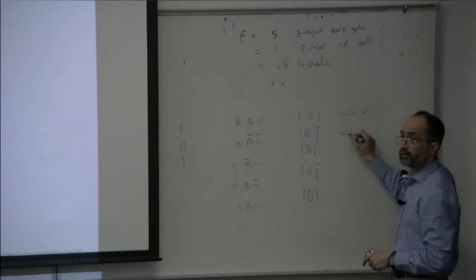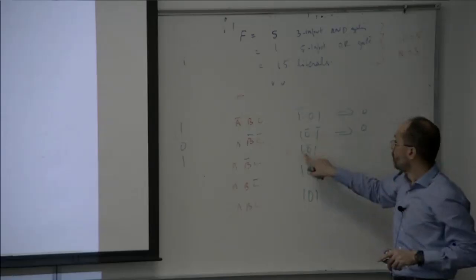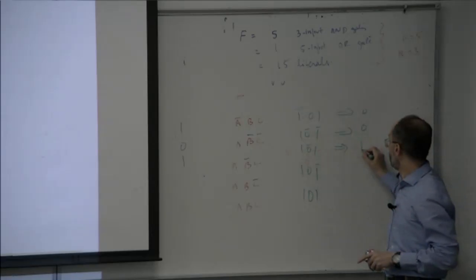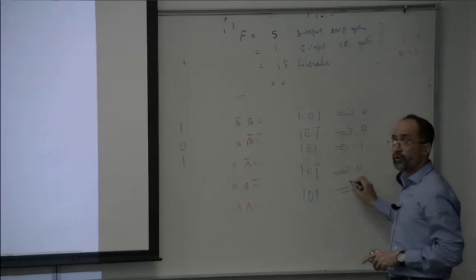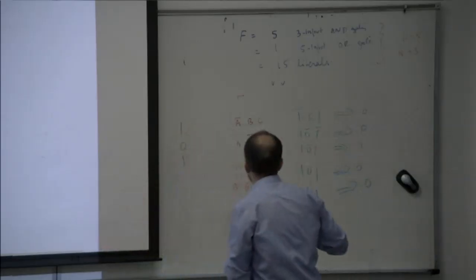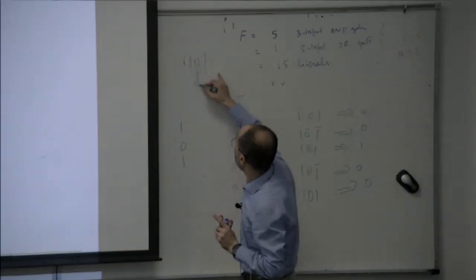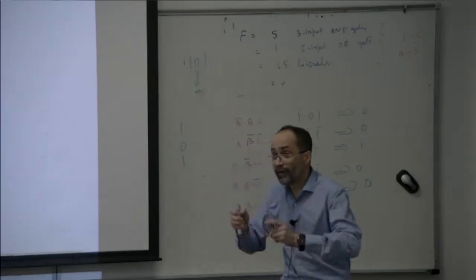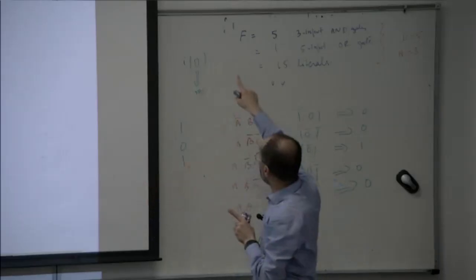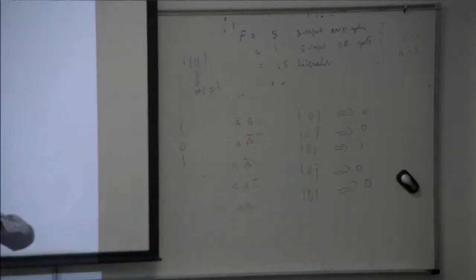Then 0, because 1 bar is what? 0. Then what will it produce? 1. What will it produce? 0. What will it produce? 0. So for any particular input combination, that particular minterm. So if you look at here, 101 is what? 101 is M5, and for 101, M5 will be 1 and all other minterms will be 0. Got it? So for M5, for 101, M5 will be 1 and other outputs will be 0.